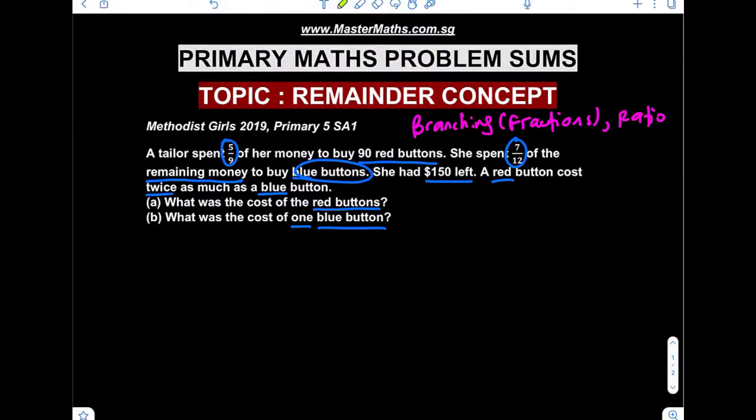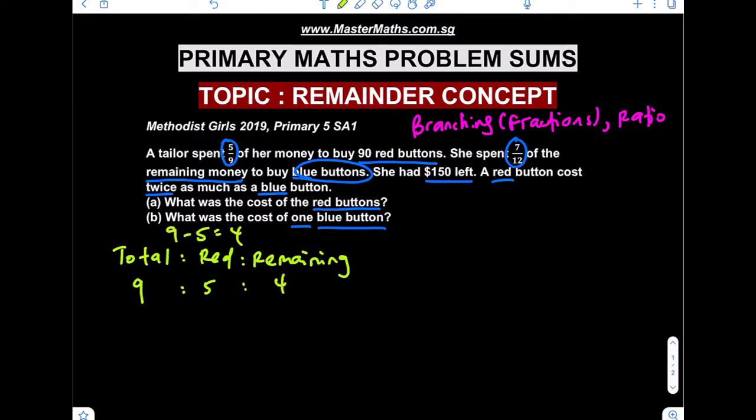Okay, now we know that she spent 5/9 of her money to buy 90 red buttons. So what does that mean? The total will be 9 units, right? And out of which, for the red ones, she spent 5 units, and of course she will be left with some remaining amount of money, which we can put as a remaining. What's remaining? 9 take away that 5, 4 is remaining.